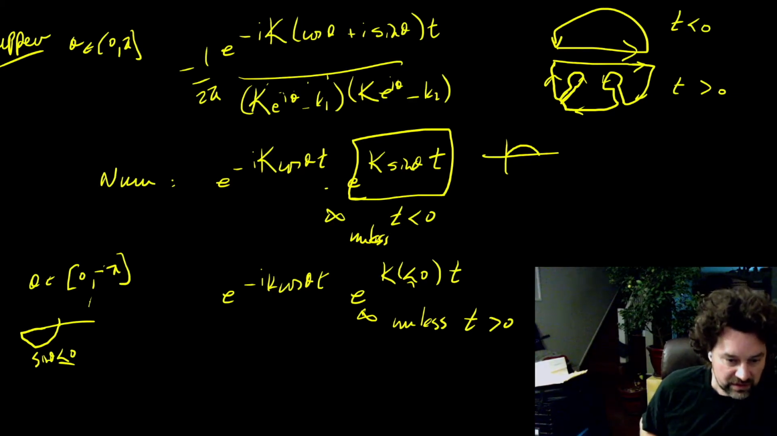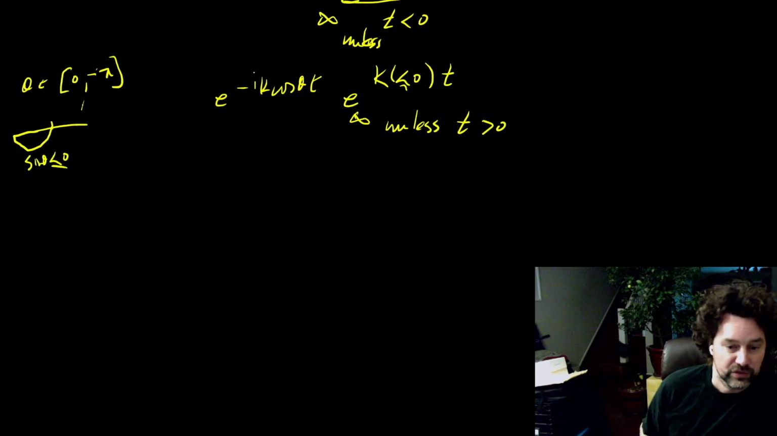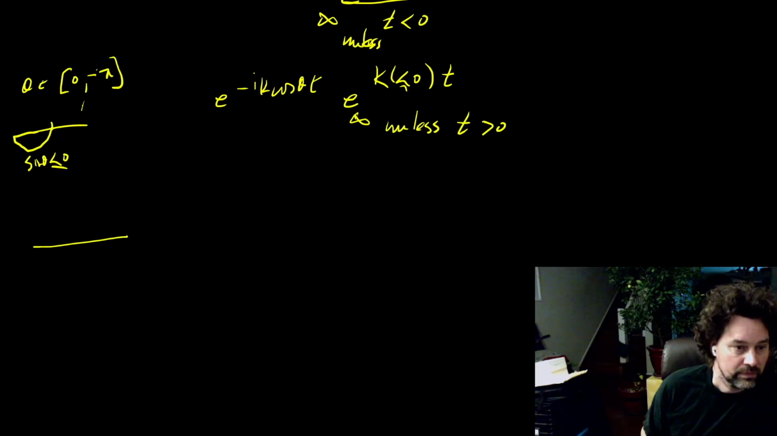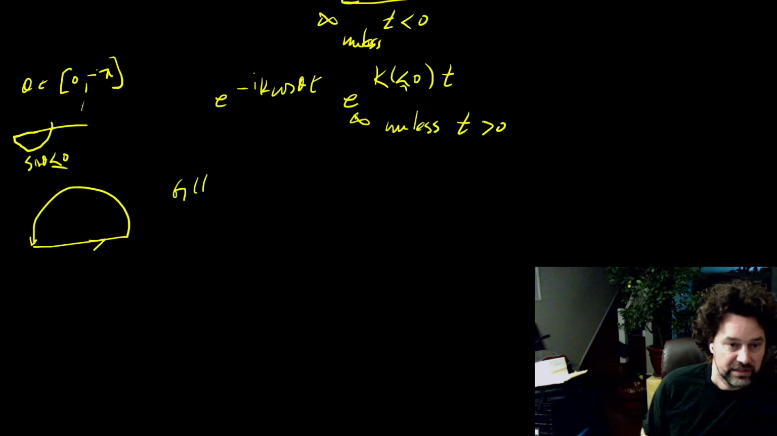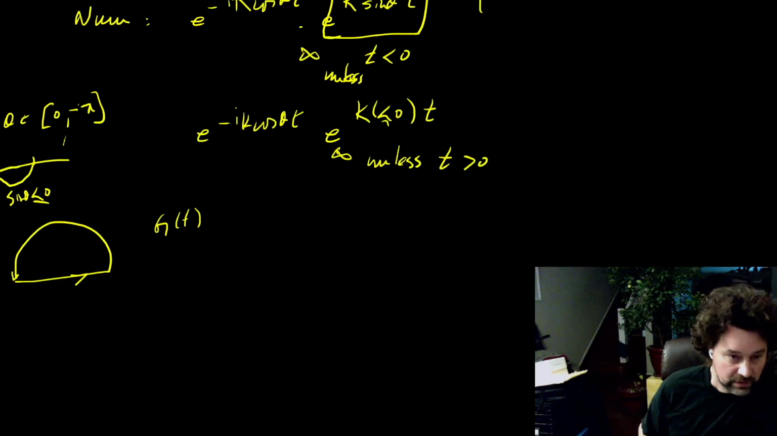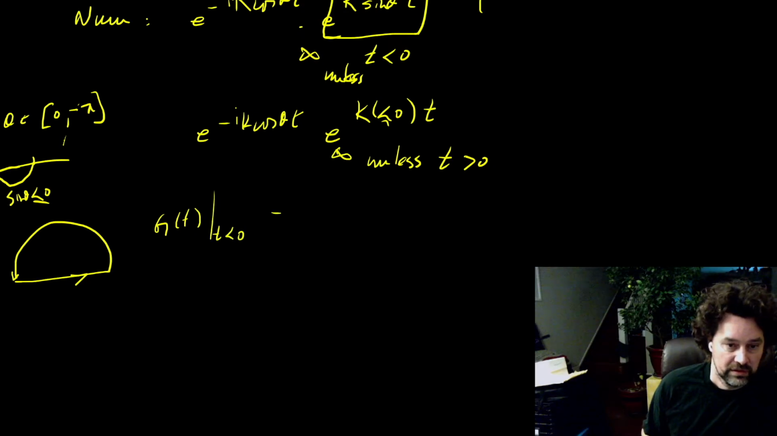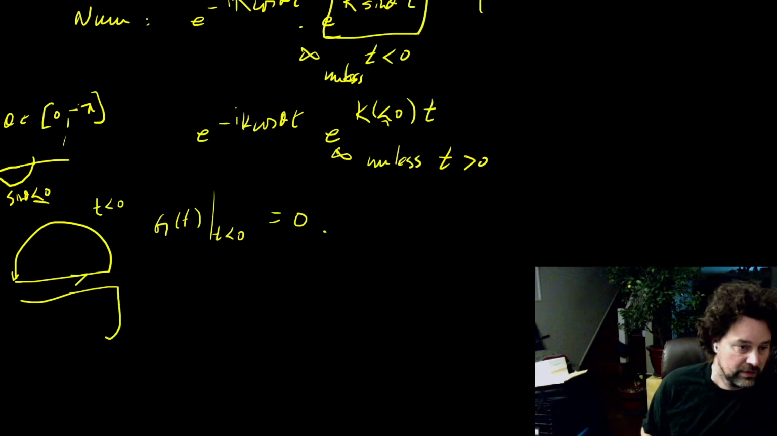So let's summarize what we have so far. Our upper infinite half plane integral is 0. So g of t for t less than 0 equals 0. That is messy, but gives you the idea.